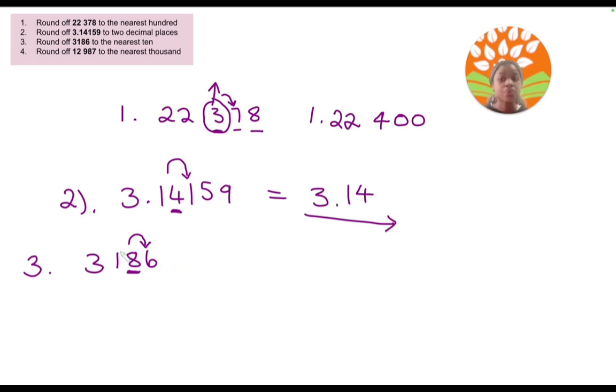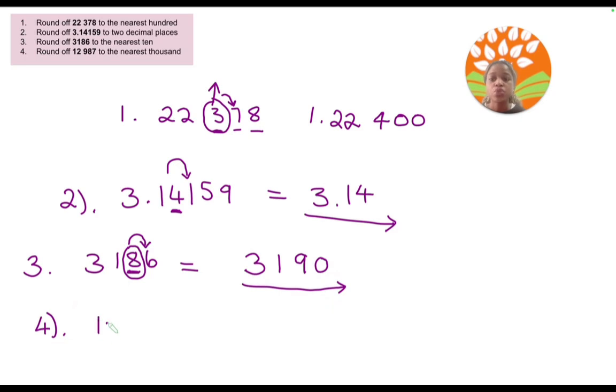What happens now to the number in our spotlight? It increases by 1, and everything to its right changes to 0. So which digit is going to increase by 1? The number in the spotlight, the 8, the number in our tens column, because we're rounding off to the nearest 10. So 3,190, that 8 needs to increase by 1, so now it's 9, and then everything else after that has to change to 0. Let's move on to number 4.